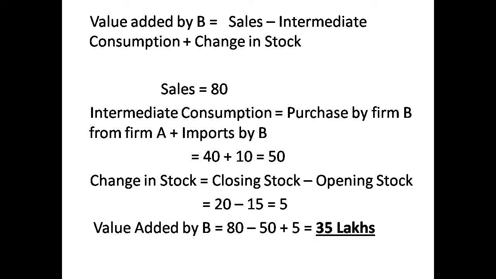Change in stock again, closing stock minus opening stock, 20 minus 15, which is equal to 5. So, value added by B is equal to sales, that is 80, minus intermediate consumption, that is 50, plus change in stock, that is 5. We get 35 lakhs.